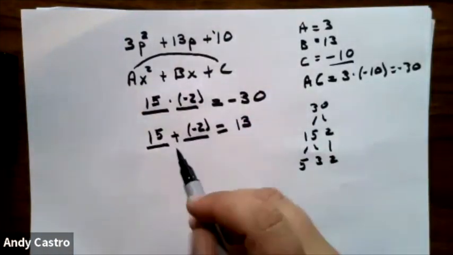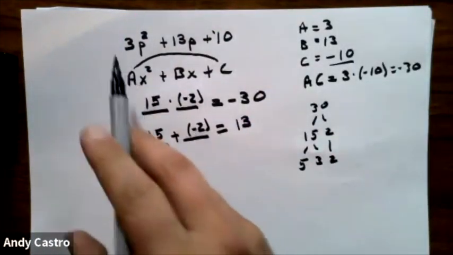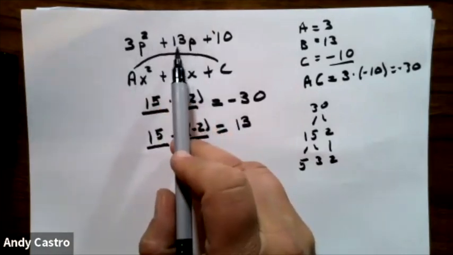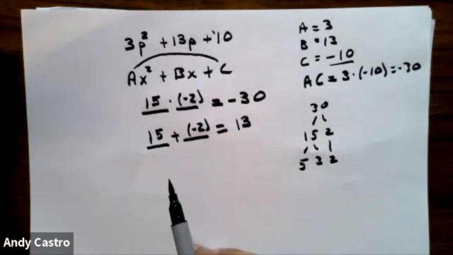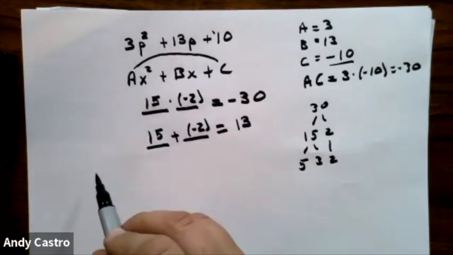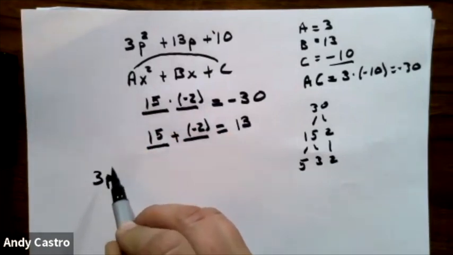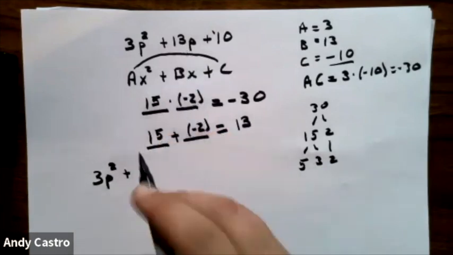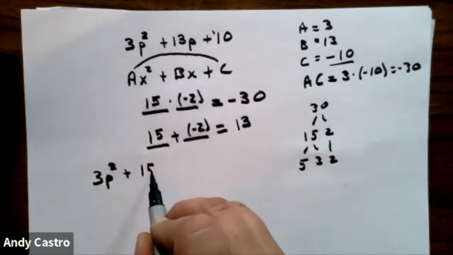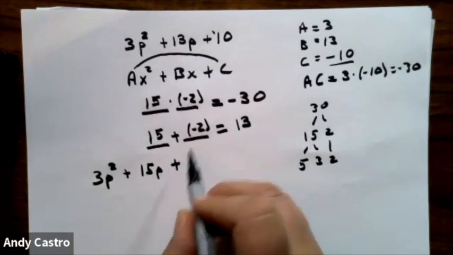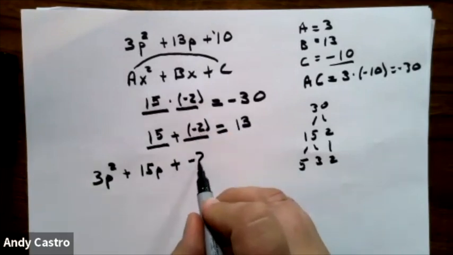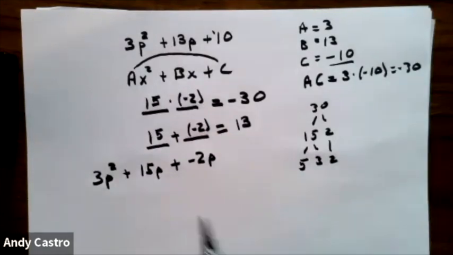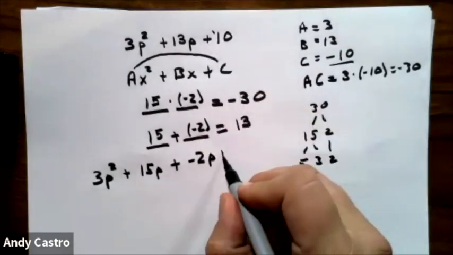Okay. So now that I have my numbers, 15 and negative 2, I'm going to rewrite the original, except this middle term, we're going to split into 15 and negative 2. So I'm going to do 3p squared plus, and instead of 13p, I'm going to do 15p. And I'm going to go ahead and write plus here, even though this is a negative, and do a negative 2p. That's going to help me keep everything straight until the end. And then plus a negative 10.